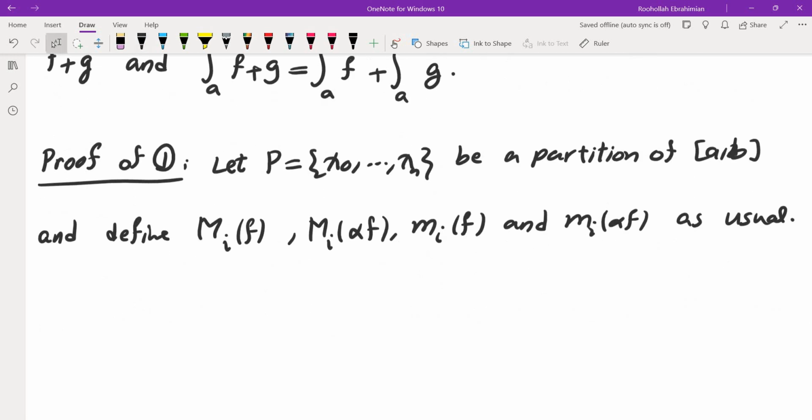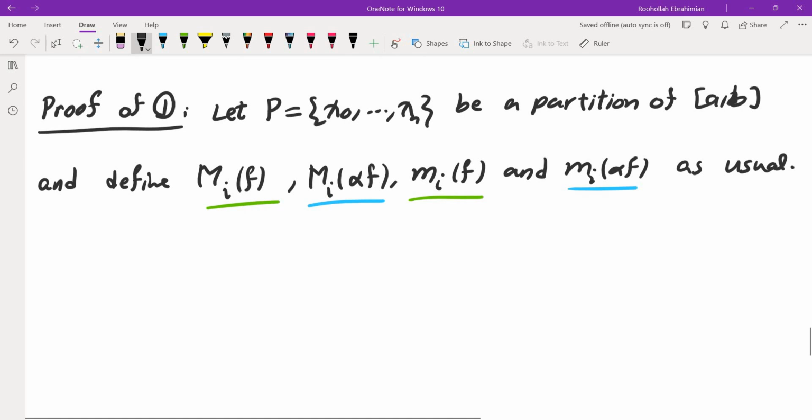In order to be able to understand these, we need to understand the relation between the supremum of alpha f and the supremum of f, and the infimum of alpha f and the infimum of f. Those four things need to be related. So I need to relate these two with these two. And this is an exercise. It's not very difficult to see, but I'm going to skip the proof of that one.